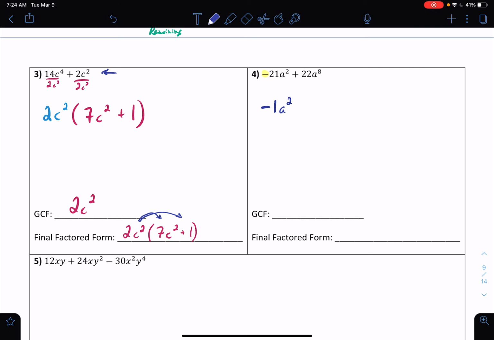All right, so I'm going to get that, and then I need to divide each of these by my greatest common factor. I'll get negative 21 divided by negative 1, which is 21. And then a squared divided by a squared, those are both going to cancel out.